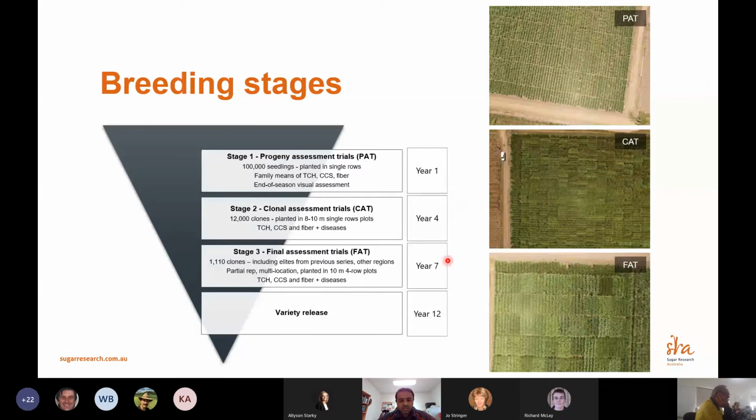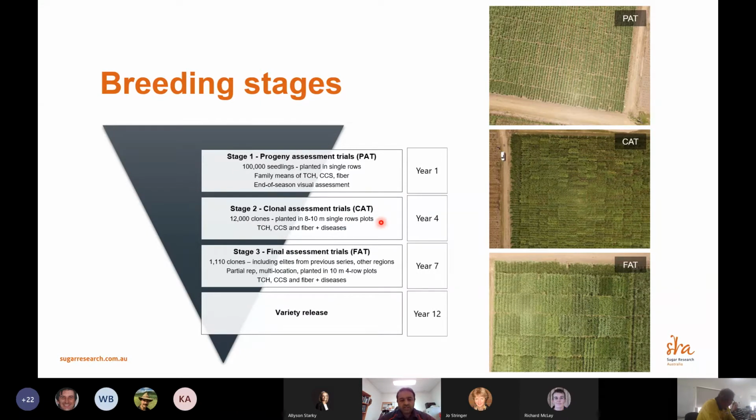So I'll dwell more into how we are targeting each of these components a little bit later, but in this slide, I'd just like to refresh the different breeding stages at SRA. So the first stage is called the progeny assessment trials, or PATs, where about 100,000 seedlings from a few different crosses are tested, and they are planted in single rows. And the selection is based on family means of TCH, CCS, and fiber, and also end of season visual assessment by the breeders. And from stage 1, about 12,000 clones are being progressed to stage 2, which is called the clonal assessment trial, or CAT.